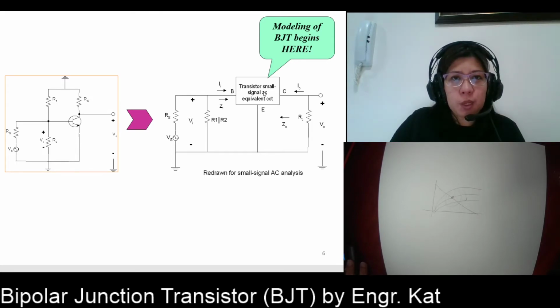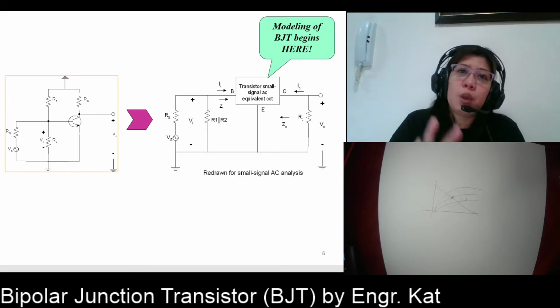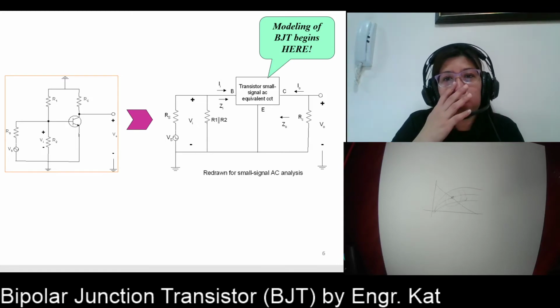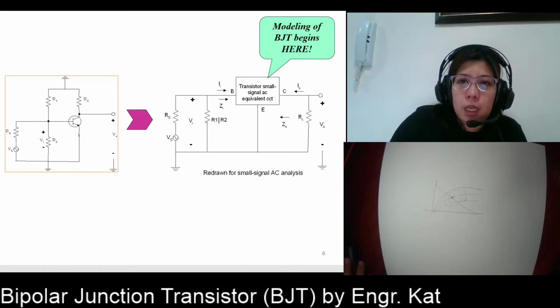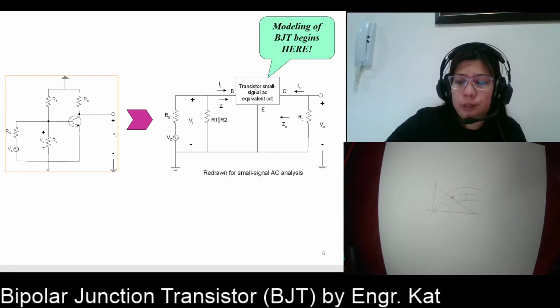Depends on what type of model we're going to use. As mentioned earlier, we have two types of models. You have the RE model and you have the hybrid model. So depending on what we're going to make use of, we will be replacing your transistor here. Instead of using this one, we will be using the transistor model here.